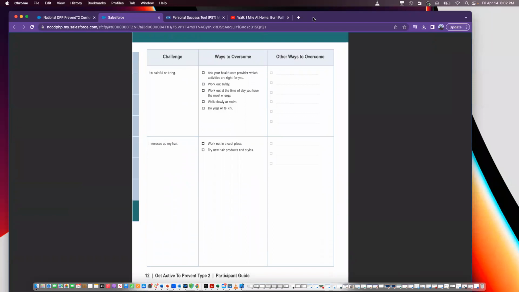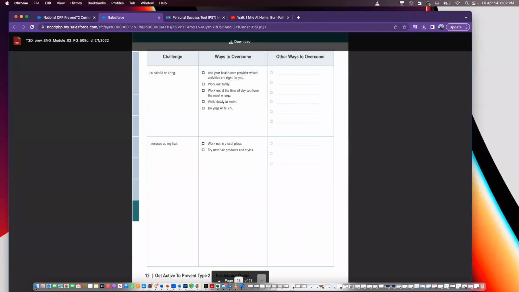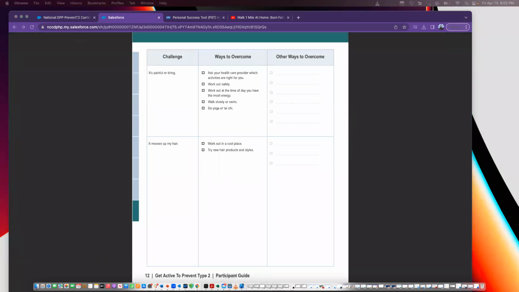You might think it's painful or tiring. The way to overcome that is to ask your healthcare provider which activities are right for you, because you don't want to make things worse for yourself when it's painful. So when you're hurting, do listen to your body and make sure you reach out to your healthcare provider.